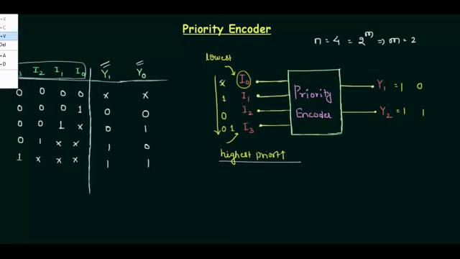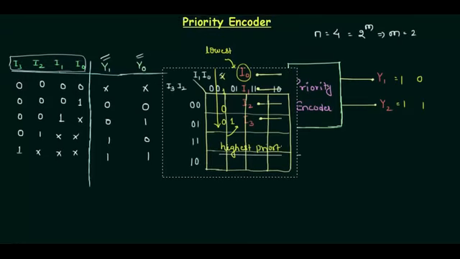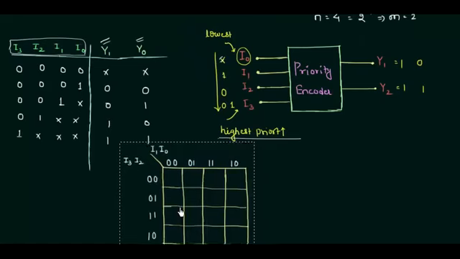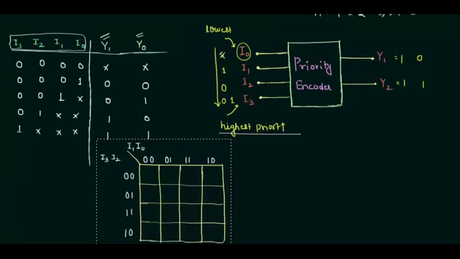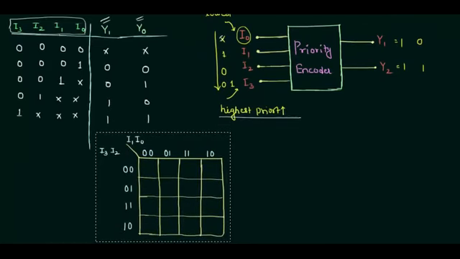I have already made a 16 cell K-map, so the only thing we need to do is to fill this map. You already know how to do this, so let's do it together.